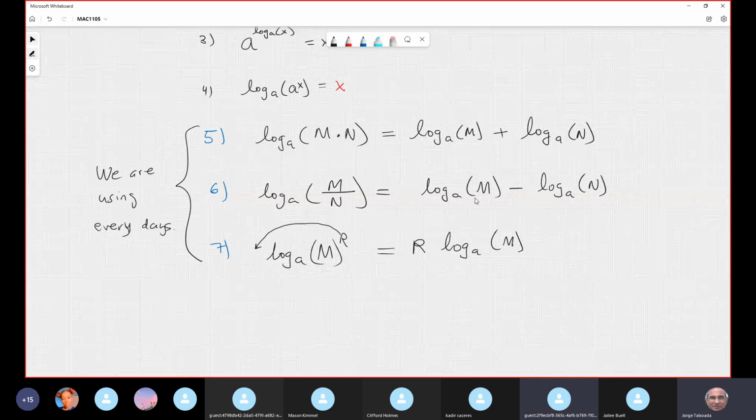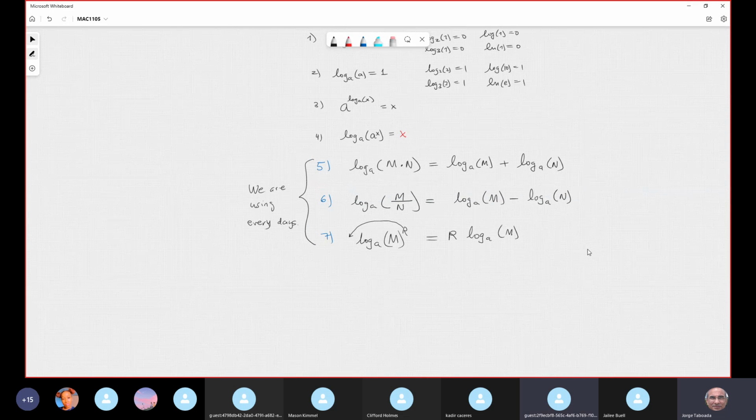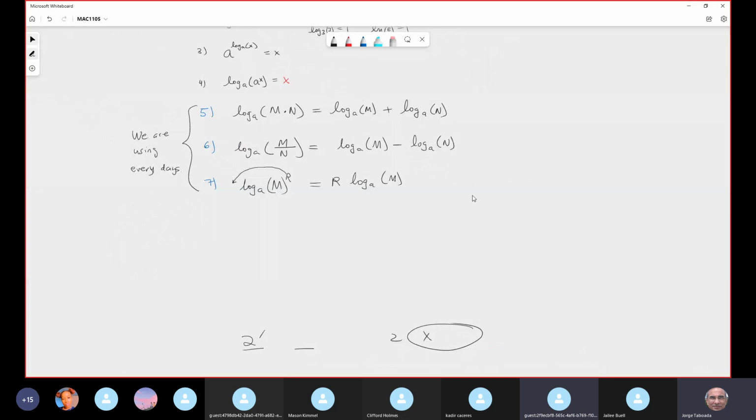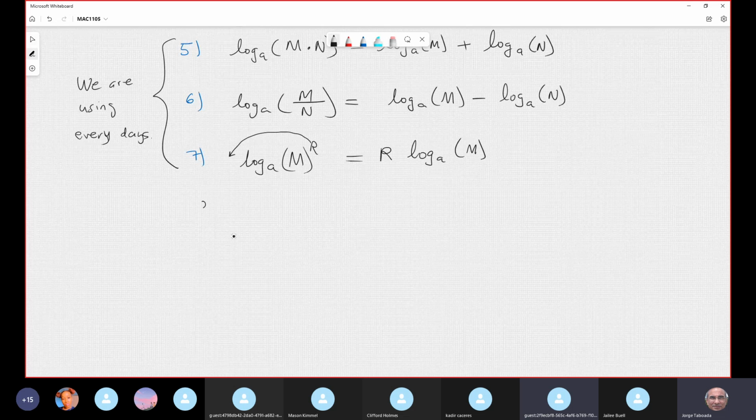One more property to finish the properties. There are a total of 8 properties: 1, 2, 3, 4, 5, 6, 7, and 8. And 8 is also beautiful, and it received a special name. Property 8 is the change of base formula.